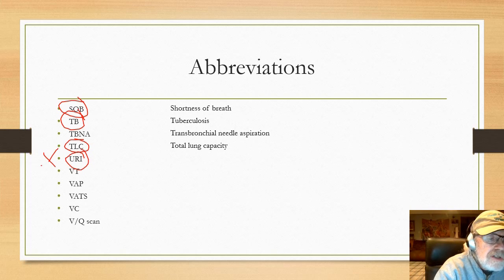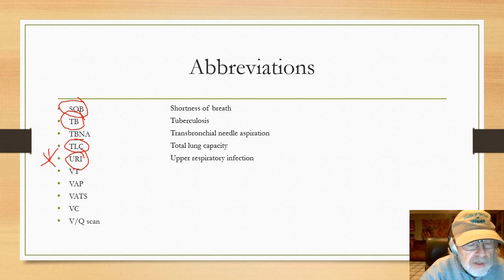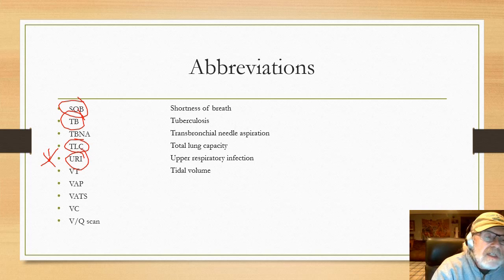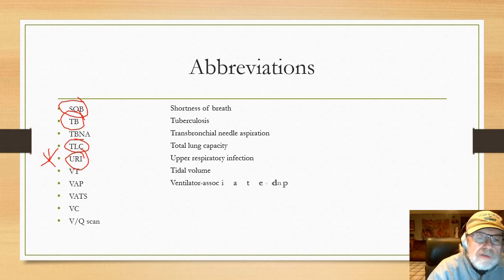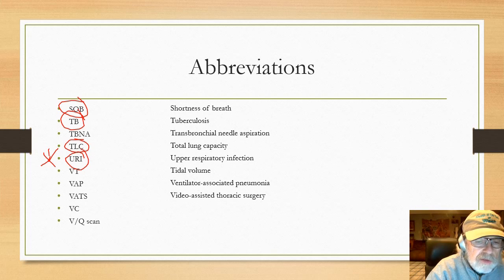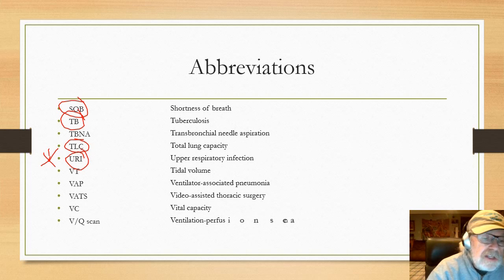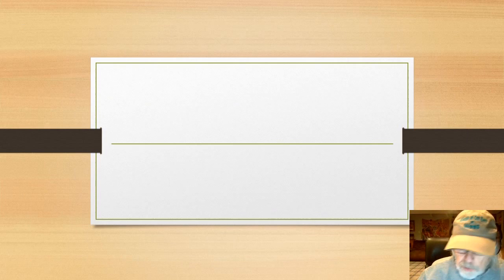URI, that's definitely one you should know. Upper respiratory infection, like people have laryngotracheobronchitis and stuff like that that involves the upper respiratory tract. VT, tidal volume. VAP, ventilator associated pneumonia. VATS, video assisted thoracic surgery. They do a lot more of that, looking through a tube and a scope. VC, vital capacity, what your lung capacity is. And VQ scan, we talked about, that's for pulmonary embolism. And that pretty much gets me to the end.